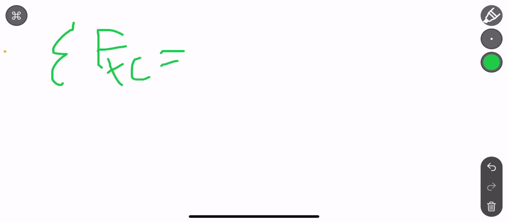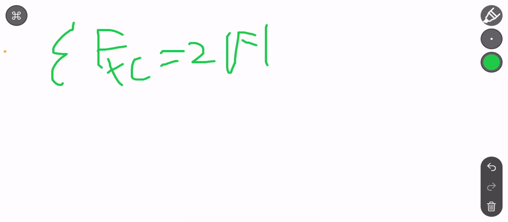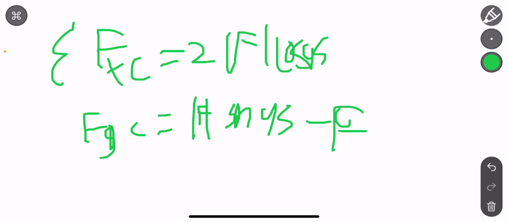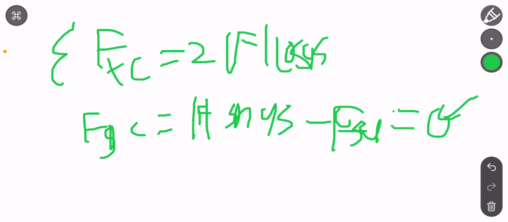F_C equals 2 F prime, F in absolute, cosine 45. Then we have the same thing on the bottom here, which is going to be F final C, be this, minus F sine 45. This here equals. So we work this out.